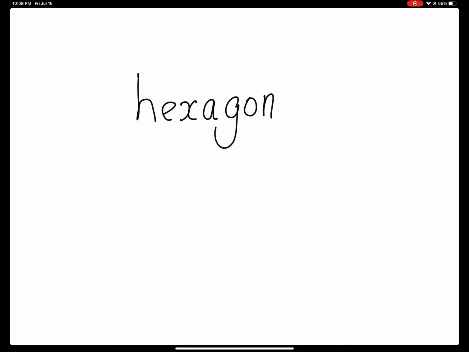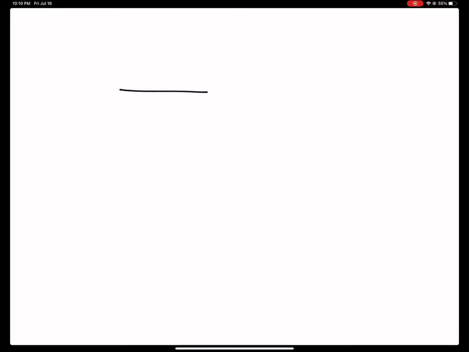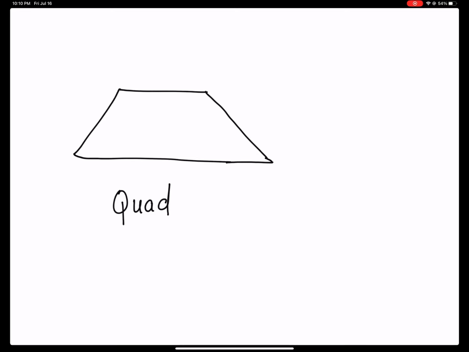Do you know a shape with 4 sides and 4 angles? It's okay if you don't. Now let me draw a shape with 4 sides and 4 angles. A shape with 4 sides and 4 angles is called a quadrilateral. The word quad means 4 and lateral means sides.